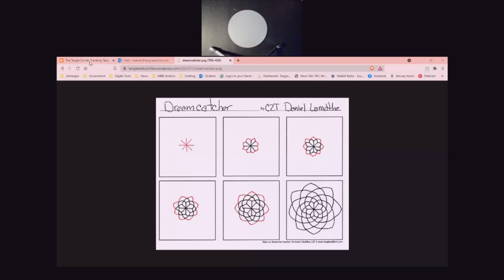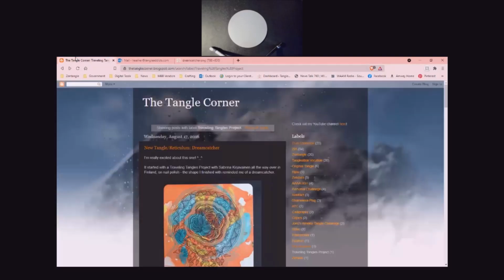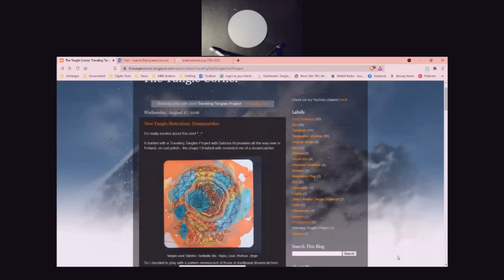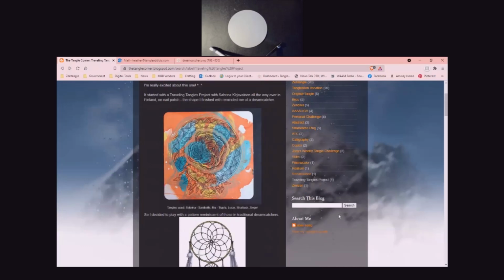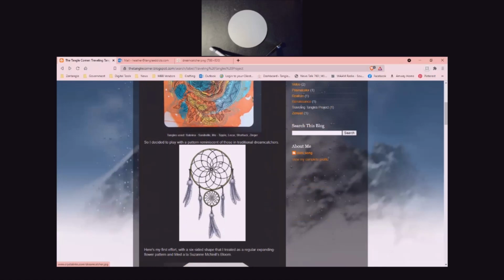Now let me share. Do you see this? Is this the Tangle corner? Did it flip? Yep. Okay, good. All right. So this is from his blog, and it's kind of cute because he's telling the whole story. And this is a Dreamcatcher. On the earlier one, I thought that he had drawn this one, but no.